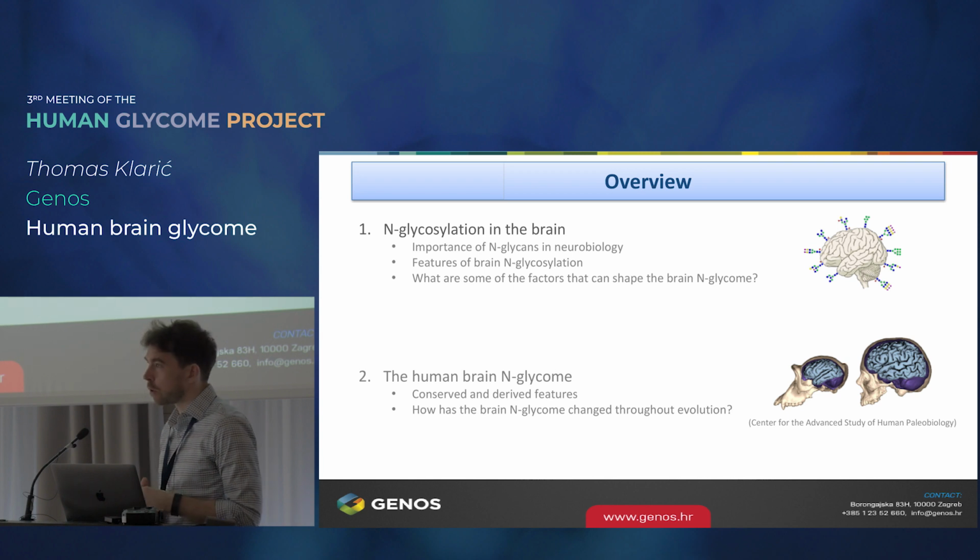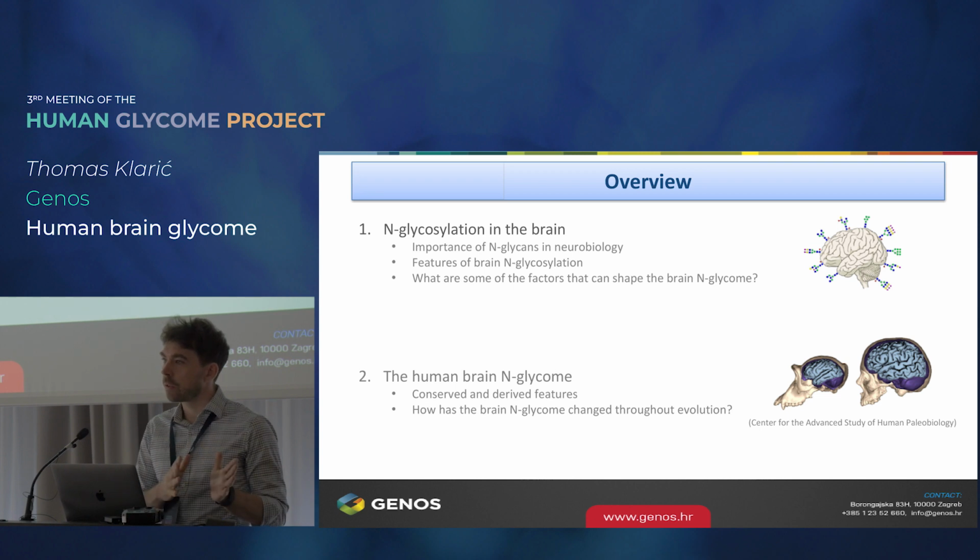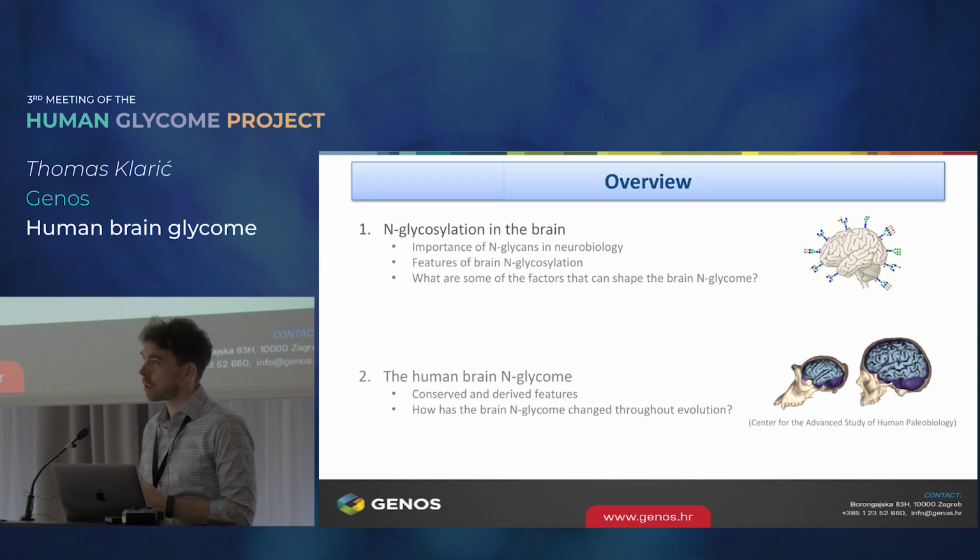In the second part of the talk, we'll focus on the human brain N-glycome. So what are the conserved features and what are the derived features that make it unique? And then finally, we'll just touch on some of the factors that have shaped the evolution of the brain N-glycome in mammals.